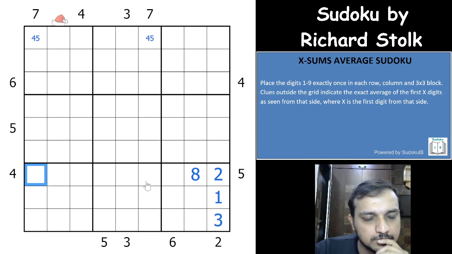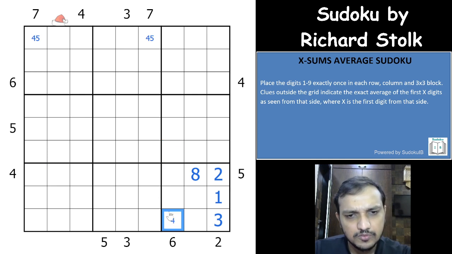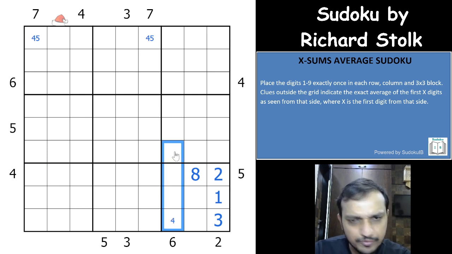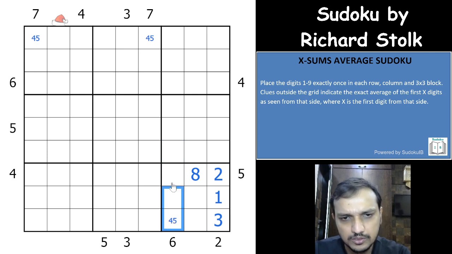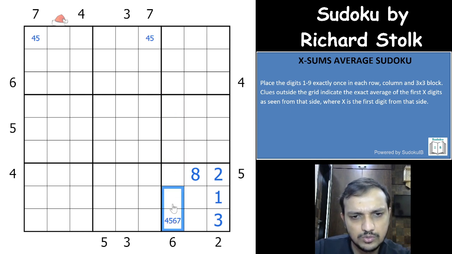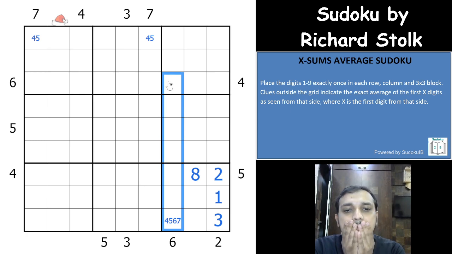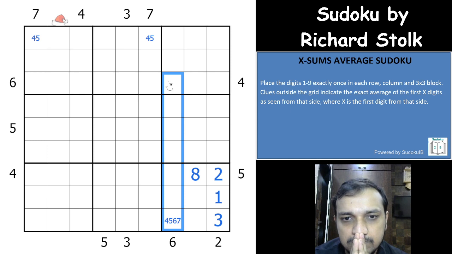Come on. 6 cannot be 1, 2, 3. If it is 4, sum of first 4 digits would have to be 24. Possible. It would have to be 30. Possible. It would have to be 36. Again possible. It would have to be 42. Again possible. Wow. Okay.